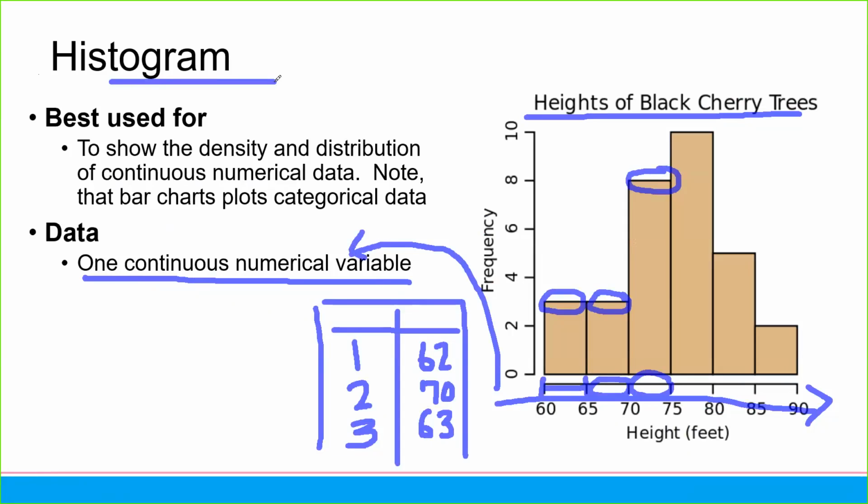Okay. It is used to show the density and the distribution of continuous numerical data. Note that bar chart plots categorical data. Okay, that's the difference between histogram and bar chart.